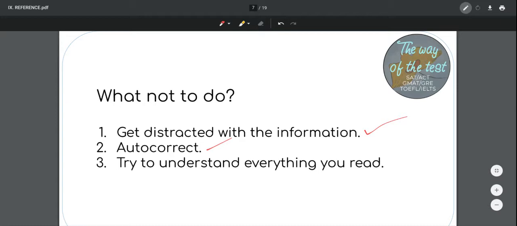And last, don't try to understand everything you read. Remember, this is also a principle for the whole TOEFL. We don't try to understand everything. We just understand whatever is necessary in order for us to find the right answer.